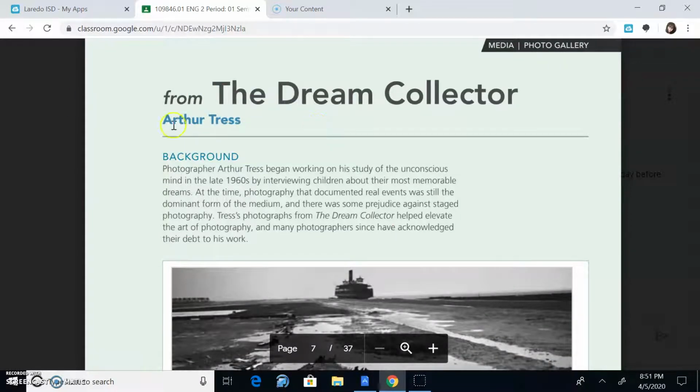Okay, so right here, from the Dream Collector, Arthur Tress. Here's some background information. He began working on his study of the unconscious mind in the late 1960s by interviewing children about their most memorable dreams. At the time, photography that documented real events was still the dominant form of the medium, and there was some prejudice against stage photography. Tress's photographs from the Dream Collector helped elevate the art of photography, and many photographers since have acknowledged their debt to his work. So this information is very important because it's giving you background information on the collection, on him as a photographer.